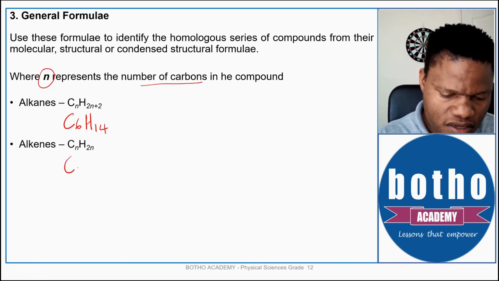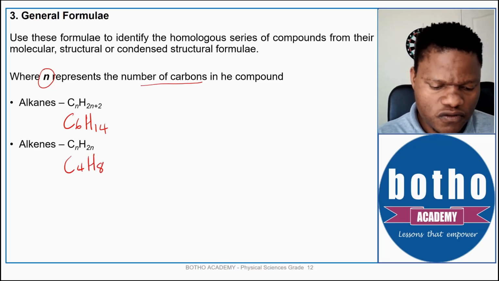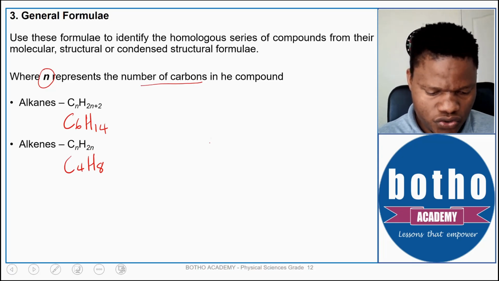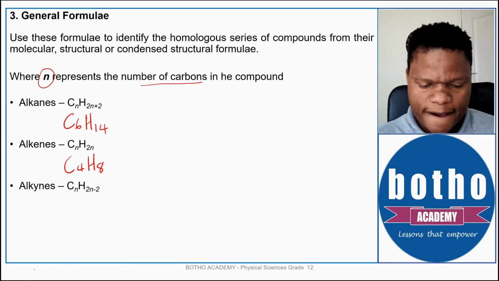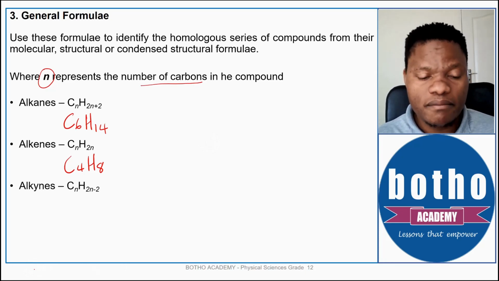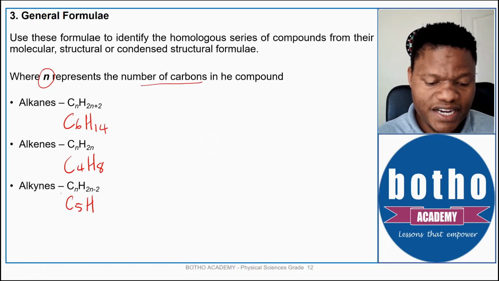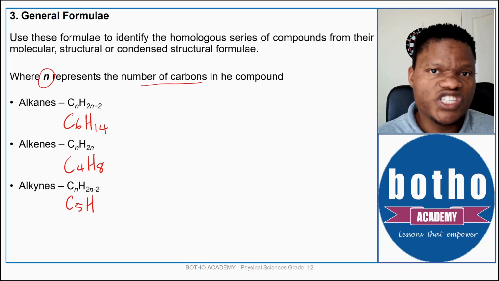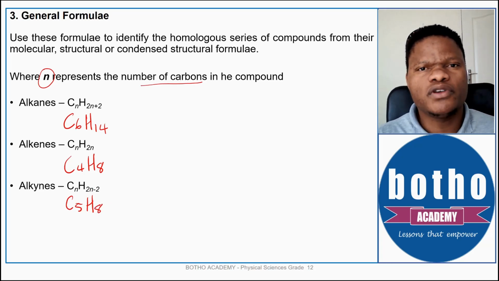We had C4H8. As you can see, the number of carbons is 4, the number of hydrogens is 2 times 4. That's your 2n there. And then alkynes, it would be CnH2n minus 2. In an example, let's use C5. This would be H, the number of hydrogens for an alkyne. If you have 5 carbons, it would be 2 times 5, which is 10, minus 2. Then it becomes H8. That would be your alkyne.